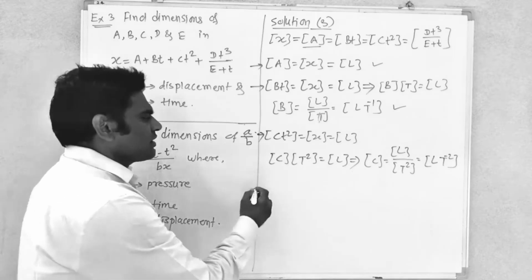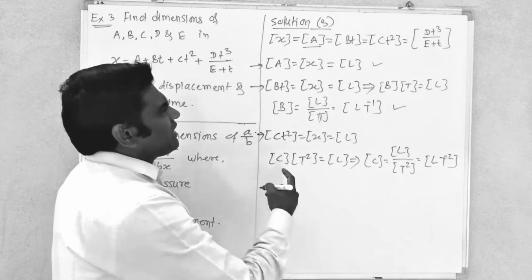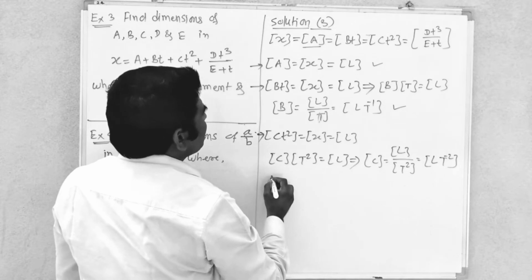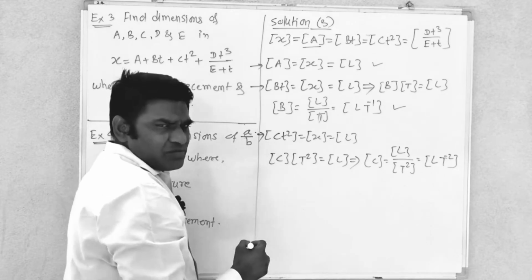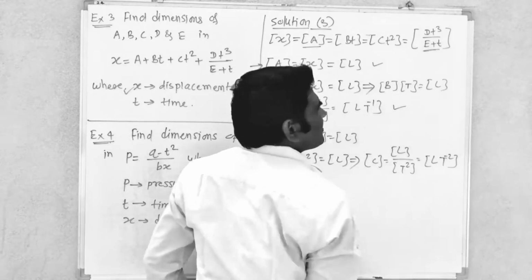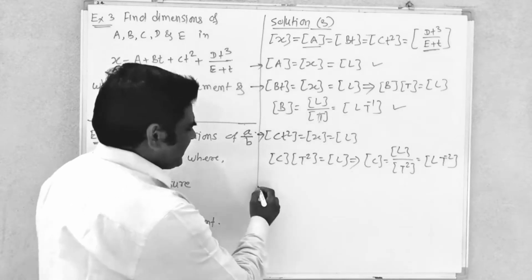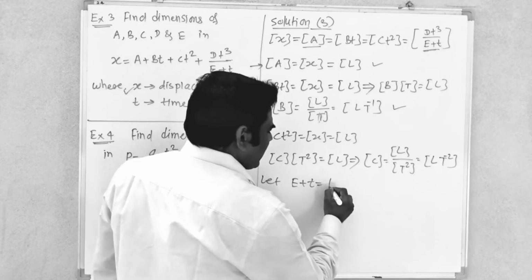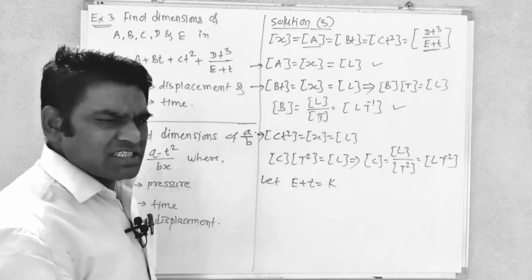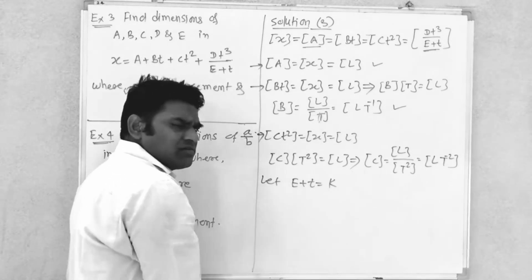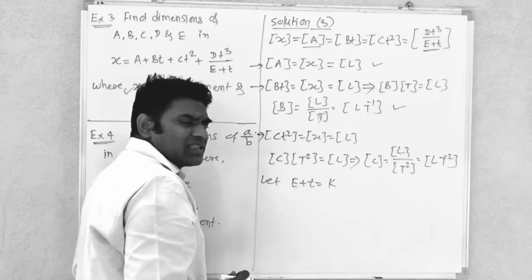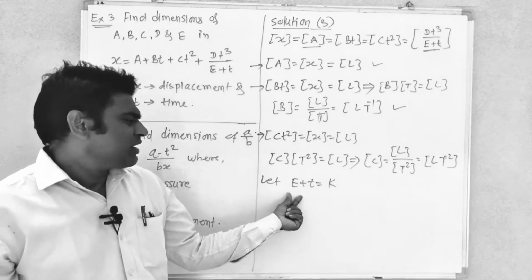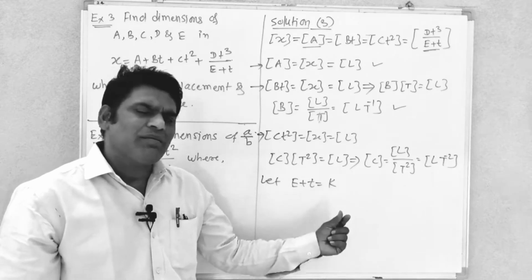Clear? Now this term is equal to again this. But before that, in this term E plus T, let E plus T be equal to K. Let us assume. Now this is one equation, and there are how many terms? 1, 2, 3 terms. So dimension of E is equal to dimension of T is equal to dimension of K.